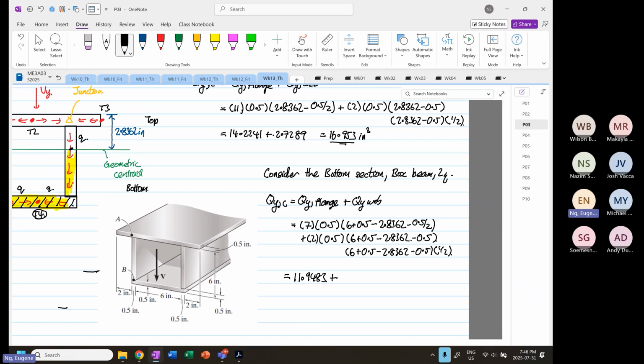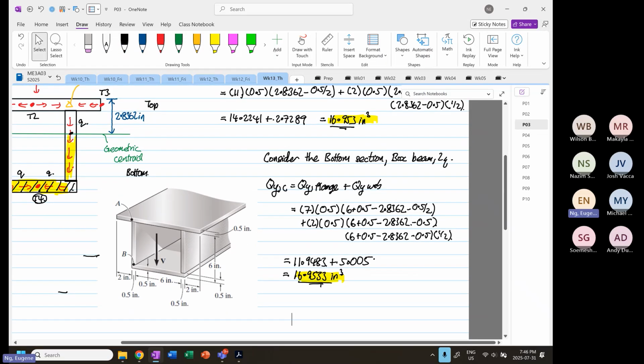0.8362 minus 0.5, squared the whole thing, times 0.5, times 0.5, times 2 is equal to 5.00005. Okay. So I have 11.9483 plus 5.005. I got 16.9533 inches cubed. Okay. So you can see on your own whether you take from the top or take from the bottom, the answer will be the same. Okay.